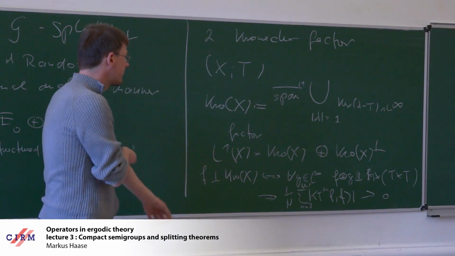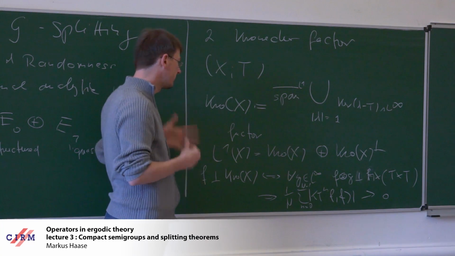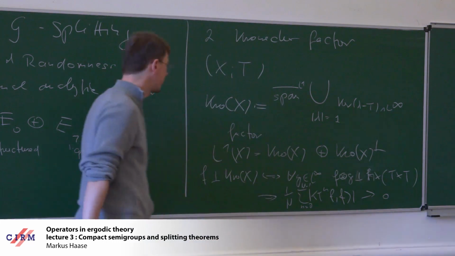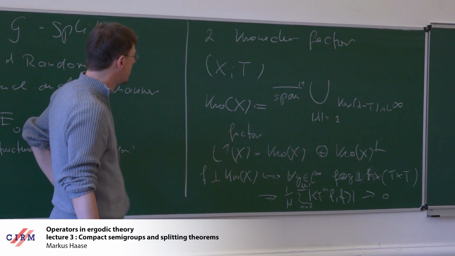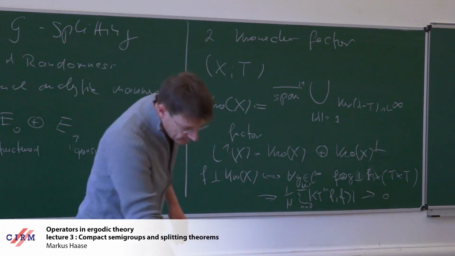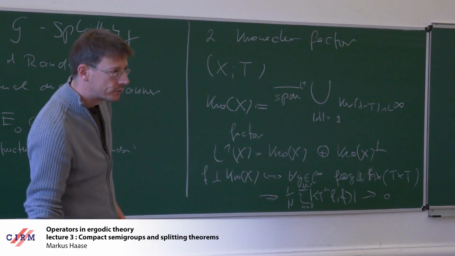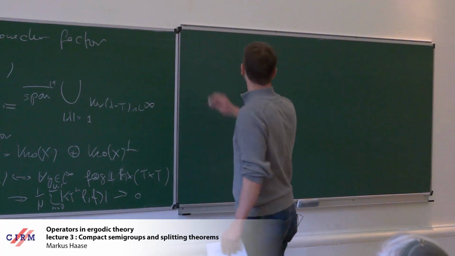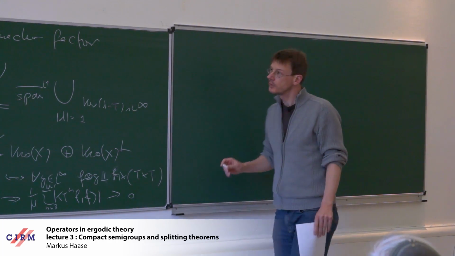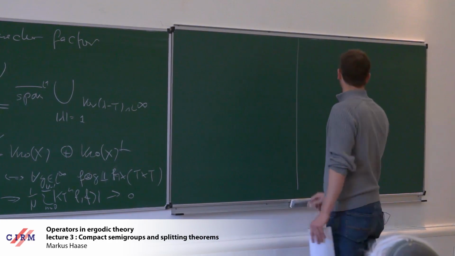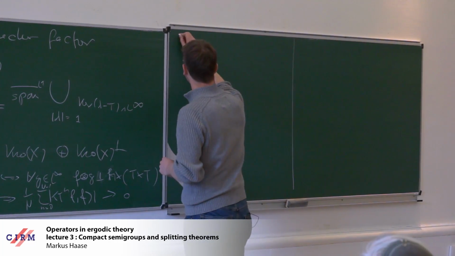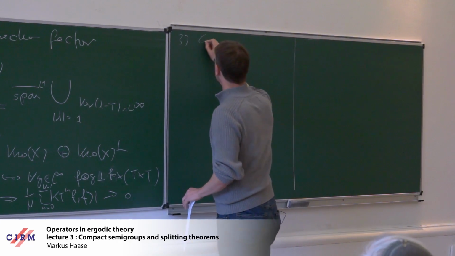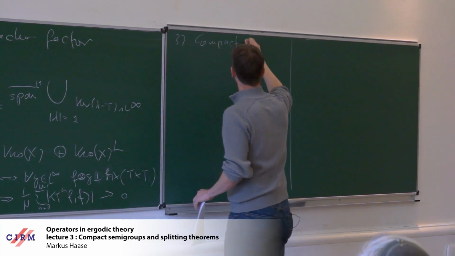The main point is that this is a very basic, very well-known and very important splitting into a structured and a random component in ergodic theory. Now, here's a different approach to this result, to this splitting, and this is based on the so-called Jacobs-de Leeuw-Glicksberg splitting. I want to explain what that is. So just forget this for a while. Let's talk about compact semigroups.